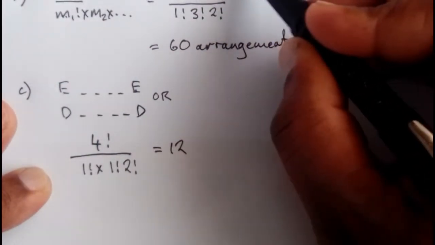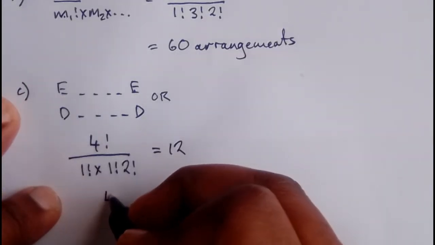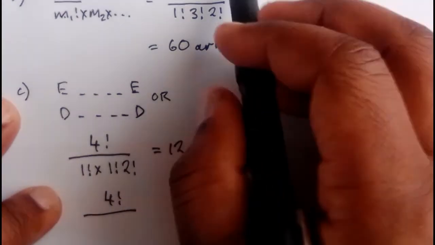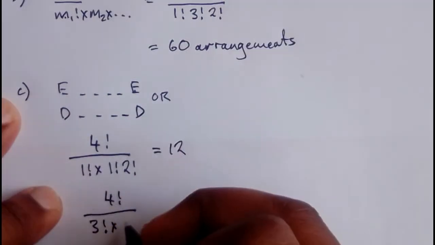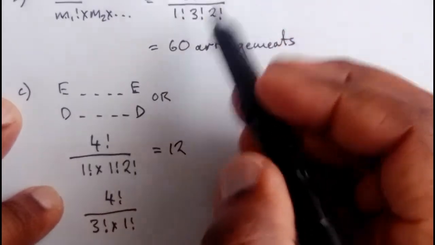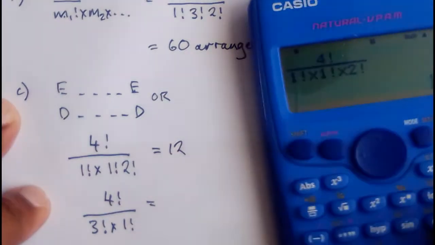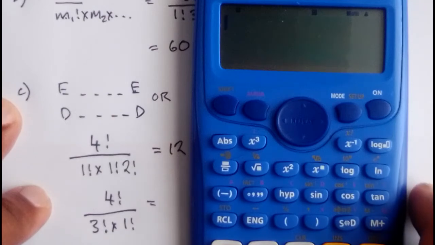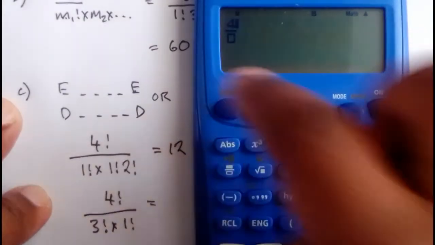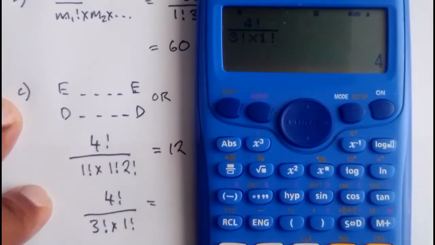So we're left with these, 4 letters actually. So we're going to say 4 factorial over, how many E's do we have? We've got 3 E's there. How many n's do we have? We've got 1 n. We can't have d's because we've used them at the ends of the word, so that's why we're not going to include that. Let's calculate that. Fraction 4 factorial over 3 factorial times 1 factorial, and that's equal to 4.